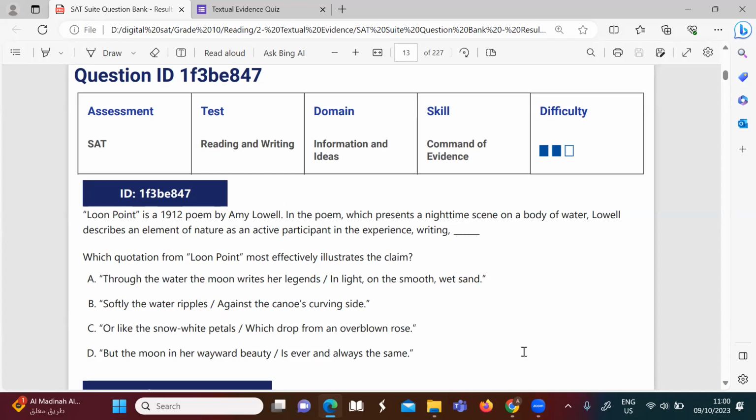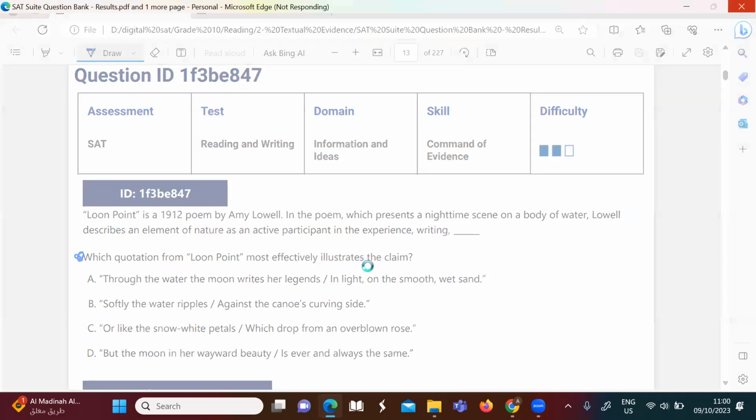This is a textual evidence or command of evidence question. The first question was this one. We need to read this first. The stem or the prompt of the question: which quotation from Loon Point most effectively illustrates the claim? So I need to get the claim at the very beginning.